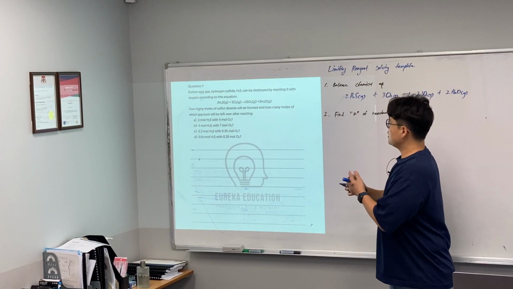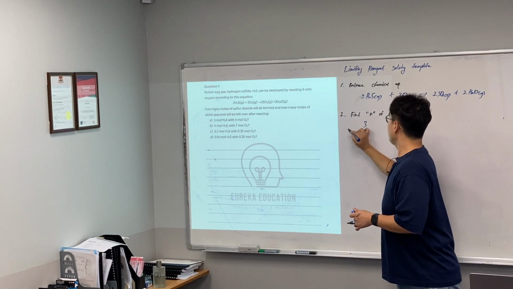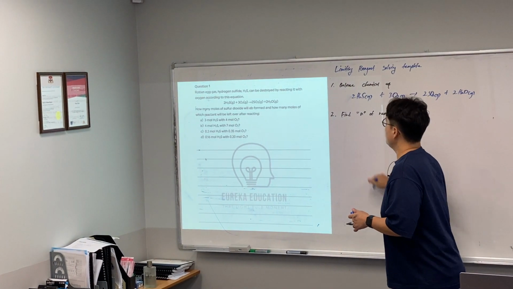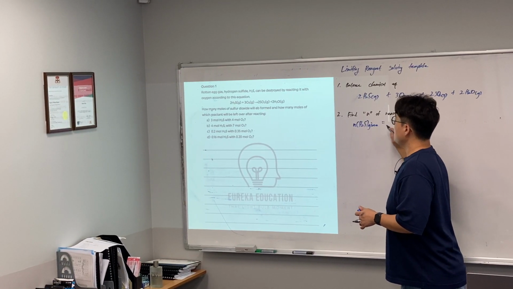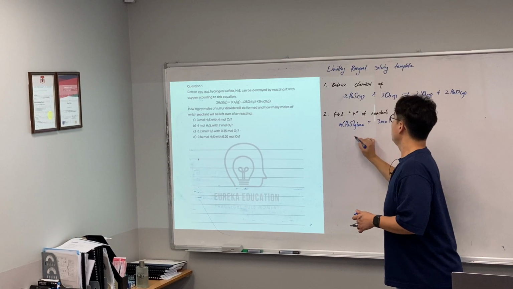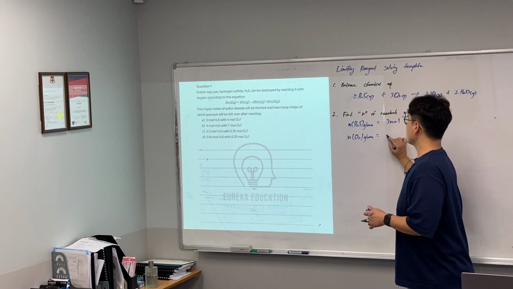So for question A here, you're given the moles. Let's write it this way. N of the H2S given is 3 mole. N of the O2 given is 4 mole, that's given.